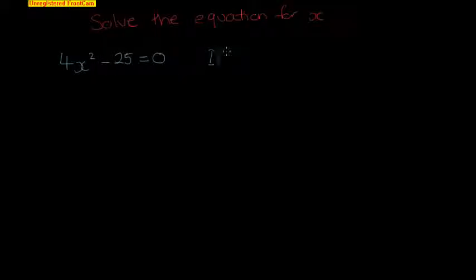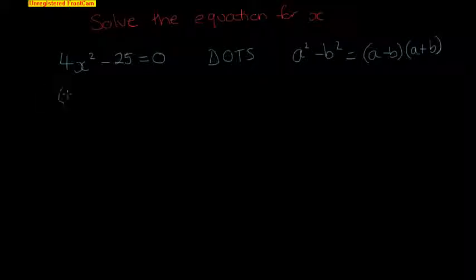So here I'm going to use dots, and dots just says that if we've got one perfect square, what was it? It was a squared minus b squared is equal to a minus b, a plus b. Okay. So we get 2x minus 5, 2x plus 5 is still all equal to 0.